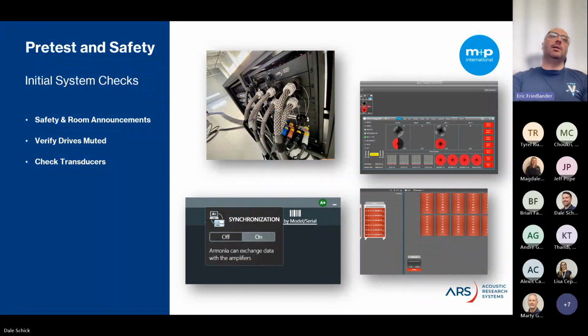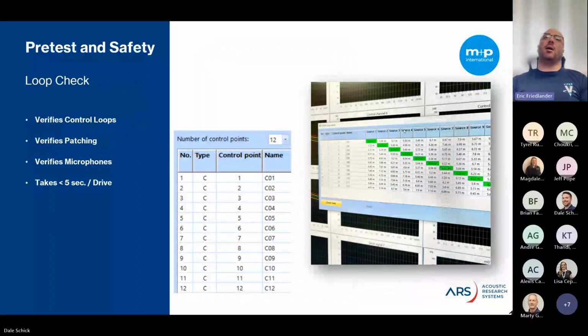Next slide, please. The next step is the loop check from the controller. This is a really cool feature that M&P implemented for us on the ARS side. It allows you to verify the integrity of the entire signal chain, front to back, soup to nuts, from source all the way to control mic and back to the controller.